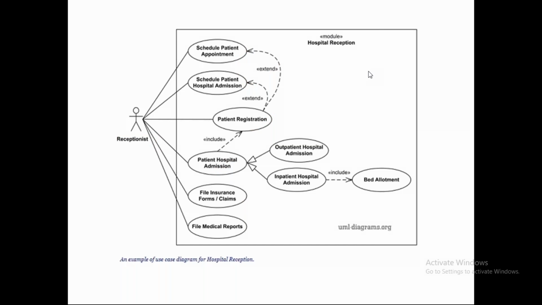In the next session, we are going to talk about other diagrams, that is UML diagrams like activity diagram, class diagram, and the sequence diagram. We'll talk about that in the next session.